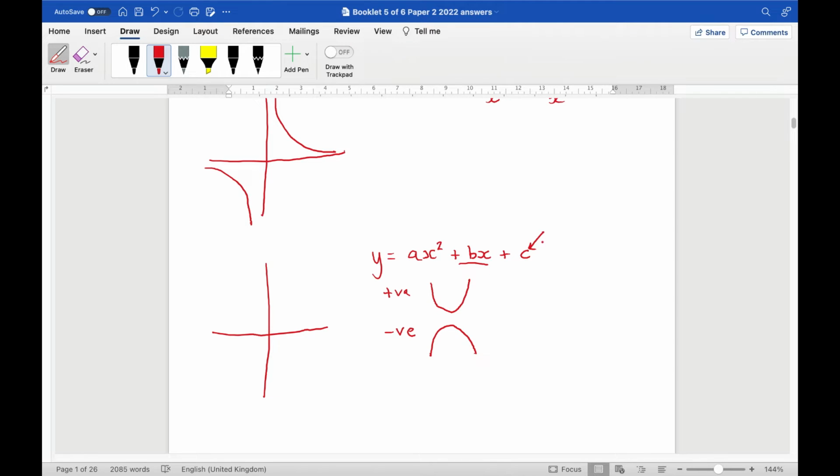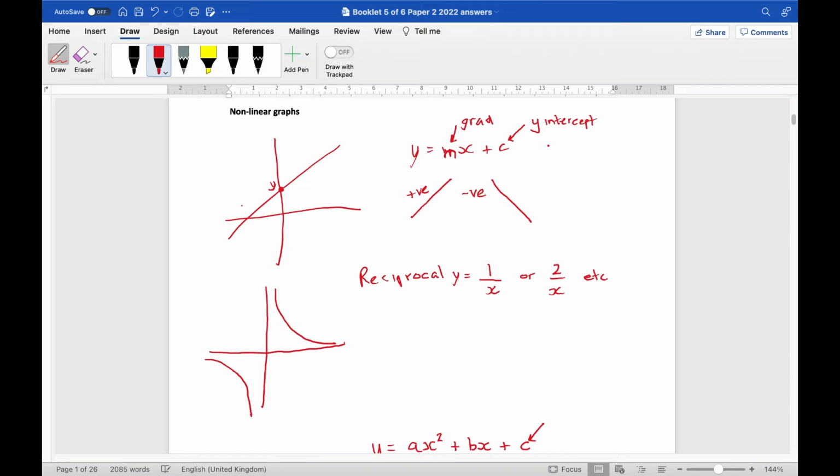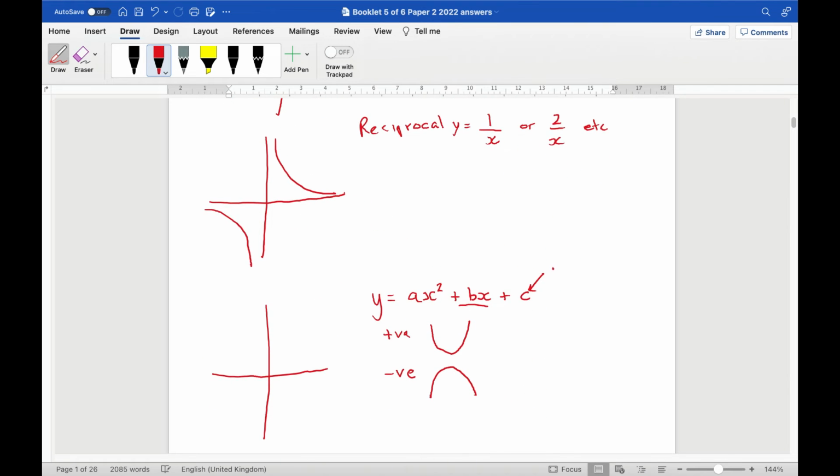However, like in a straight line graph, the loose number at the end is the y-intercept, where it cuts the y-axis. Okay, so it could do this, or it could be upside down. Each having different y-intercepts here, okay?